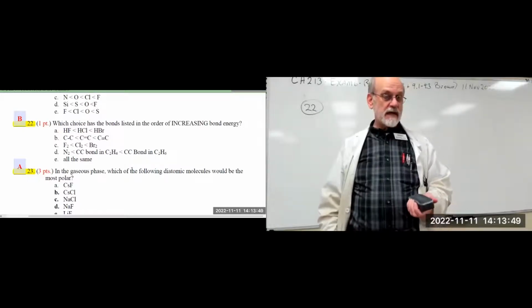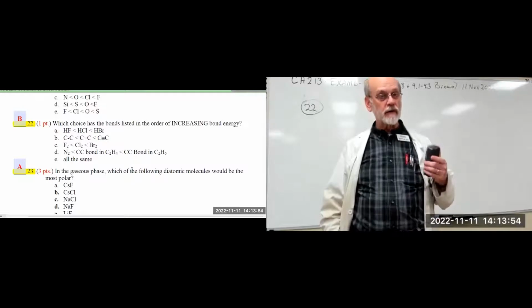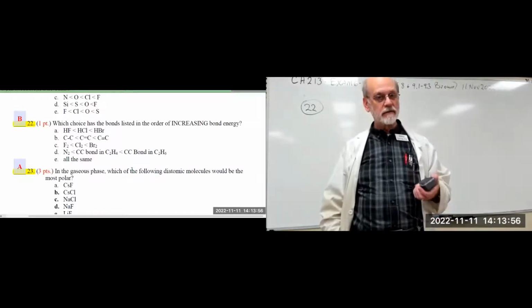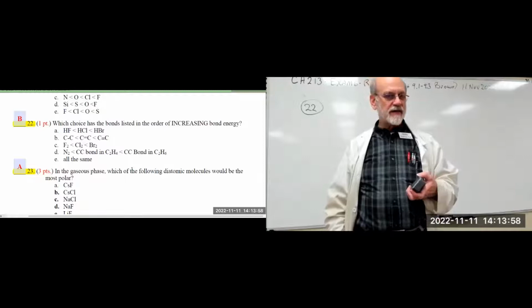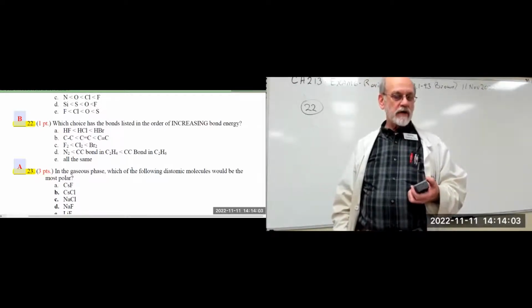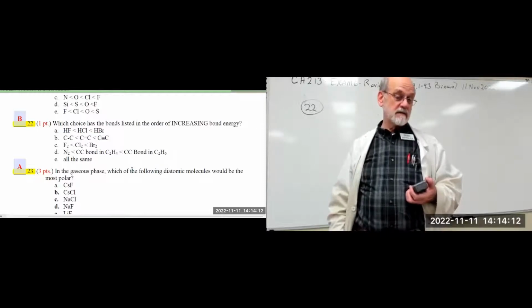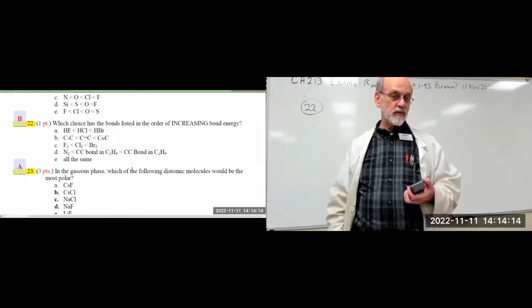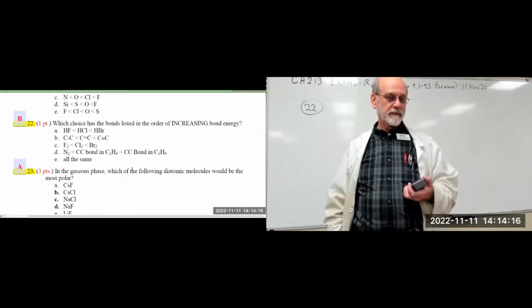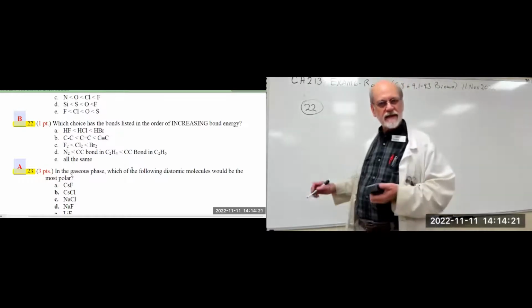B is a comparison of single, double, and triple bonds, and those are in the correct order. So B is a good answer. C, we've already talked to that one. Chlorine should be where bromine is. Chlorine has a higher bond energy than bromine. Actually, fluorine has a higher one than bromine too. So C is false.